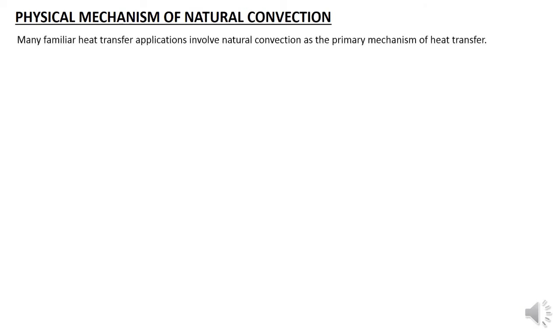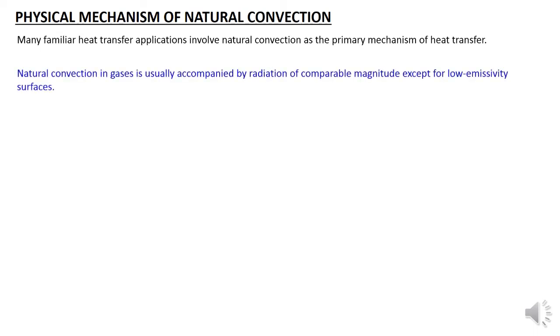Physical mechanism of natural convection. Many familiar heat transfer applications involve natural convection as the primary mechanism of heat transfer. For example, cooling of a hot coffee, cooling of an electronic system which does not have any fan or blower in it, boiling of water, condensation, and many other systems. Natural convection in gases is usually accompanied by radiation of comparable magnitude except for low emissivity surfaces.